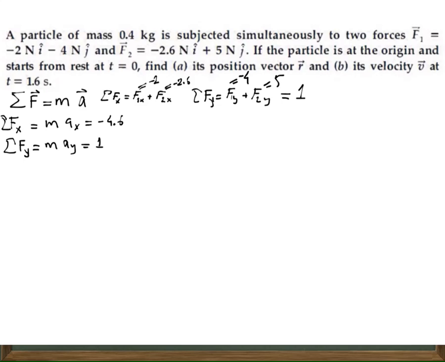So the rest is very easy. Just solve for ax and it will be minus 4.6 divided by 0.4, because the mass of the object is 0.4. So ay is equal to 1 divided by 0.4.